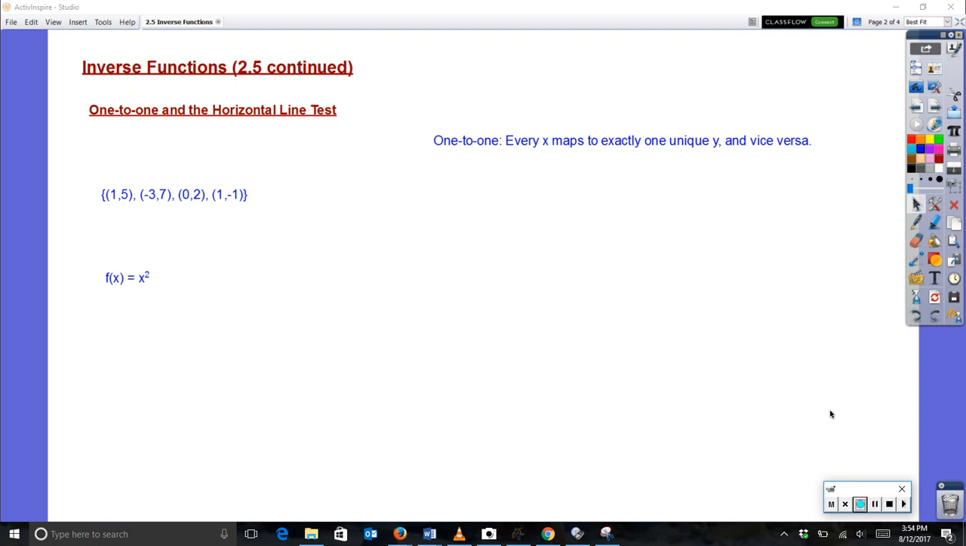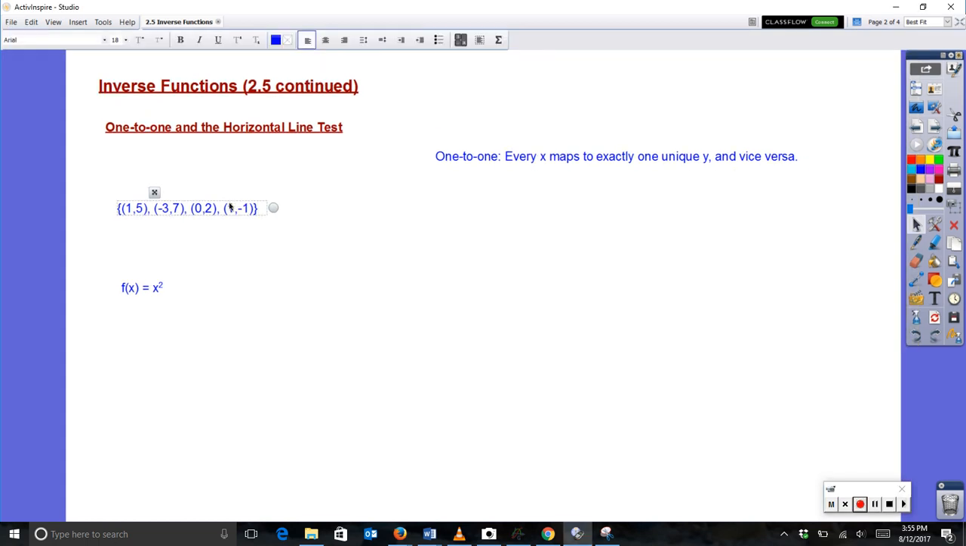So one of the conditions for a function to have an inverse is for it to be one-to-one. Up here in the upper right, I tell you what one-to-one is. What happens is with that function, every x maps to exactly one unique y and vice versa. So we look at this set of points here, and we ask, is it one-to-one? Well, it's not even a function because it's got x equals 1 here and x equals 1 here. So there's repeating x values. That would fail the vertical line test.